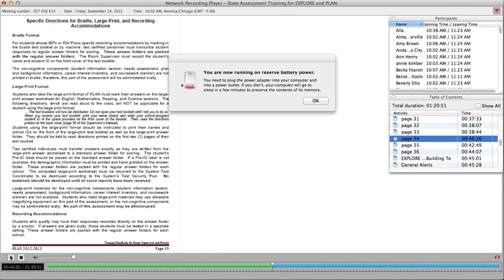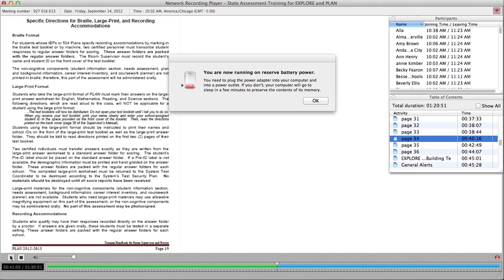Okay, the next page relates to administering the test with Braille, large print, or recording accommodation. The Braille format is a rather large document, but the student may mark in the Braille document itself, or the student can answer orally if a scribe is part of the student's IEP. But if the Braille test has been marked by the student, then two certified personnel must transcribe responses to regular answer folders for scoring, and this would be done by two people who read Braille.